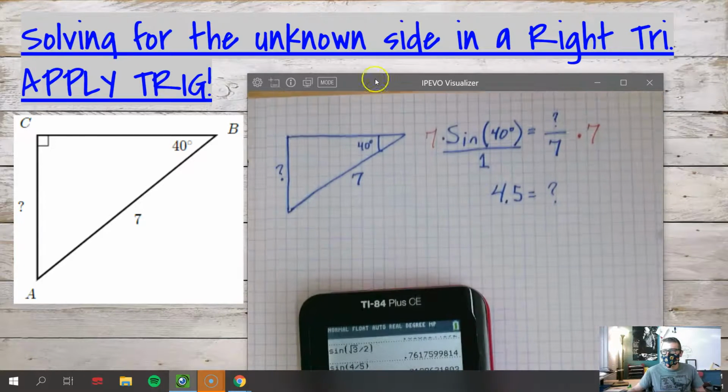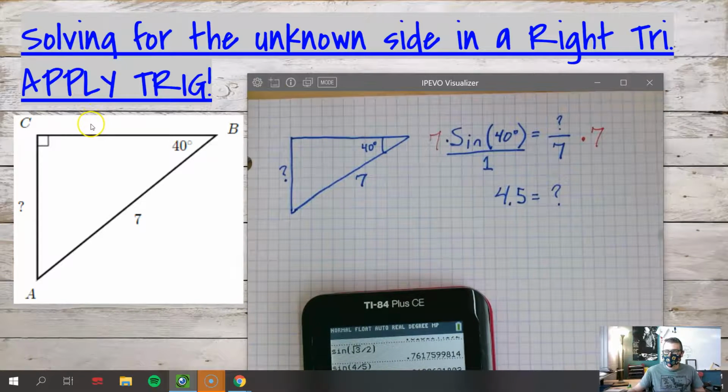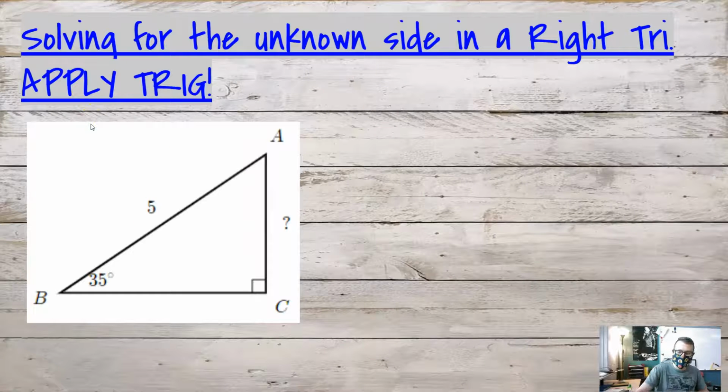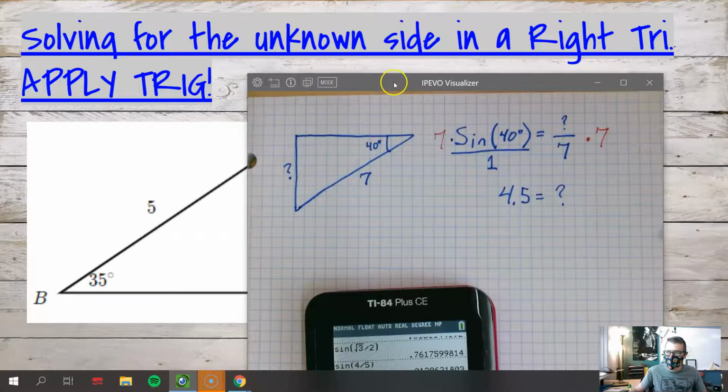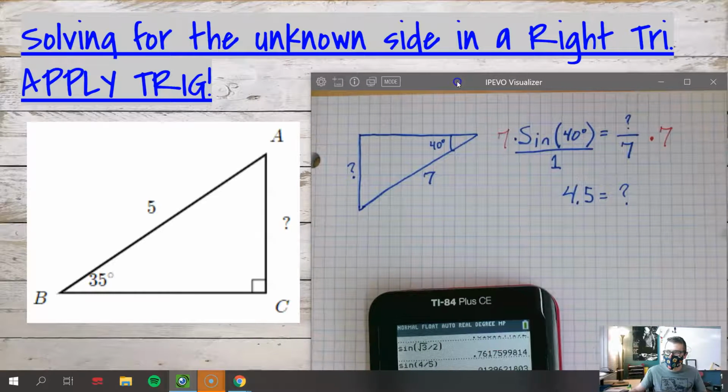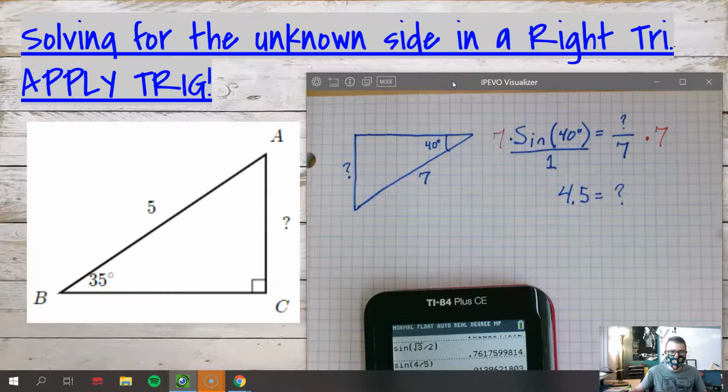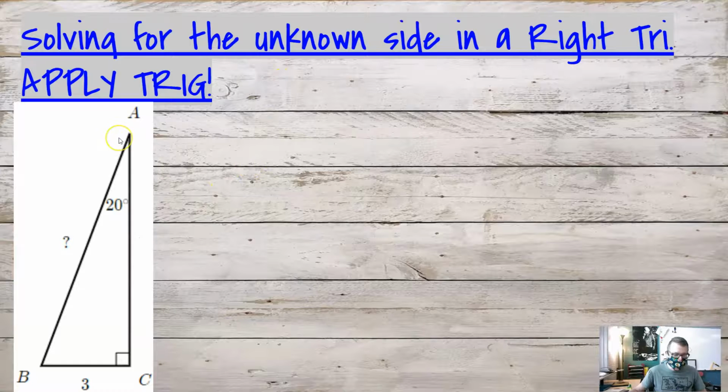Now, why did I put that 1 there? Well, first off, because I can. Because I can put any number over 1 and it doesn't change a darn thing. But in a situation like, not this one, the next one. Yep, I'm almost out of time, so we might as well look at this. In a situation such as this, set up your trig ratio.